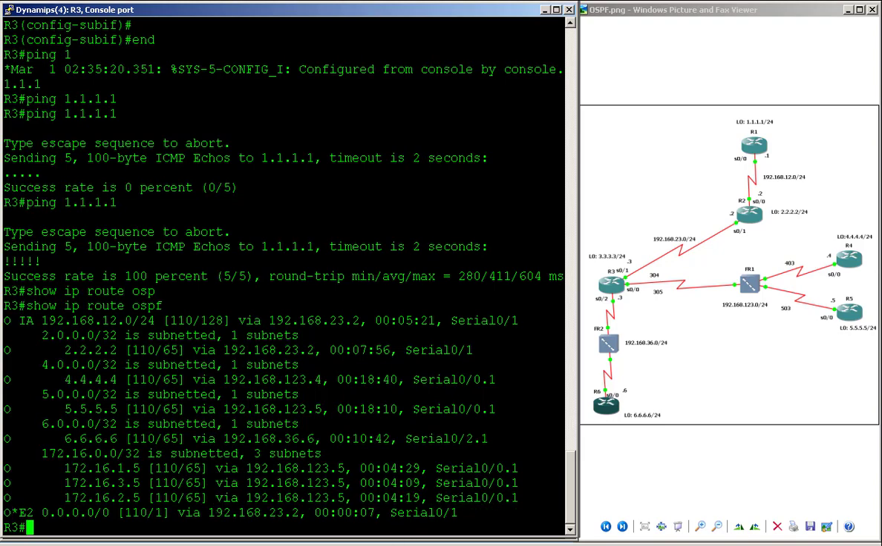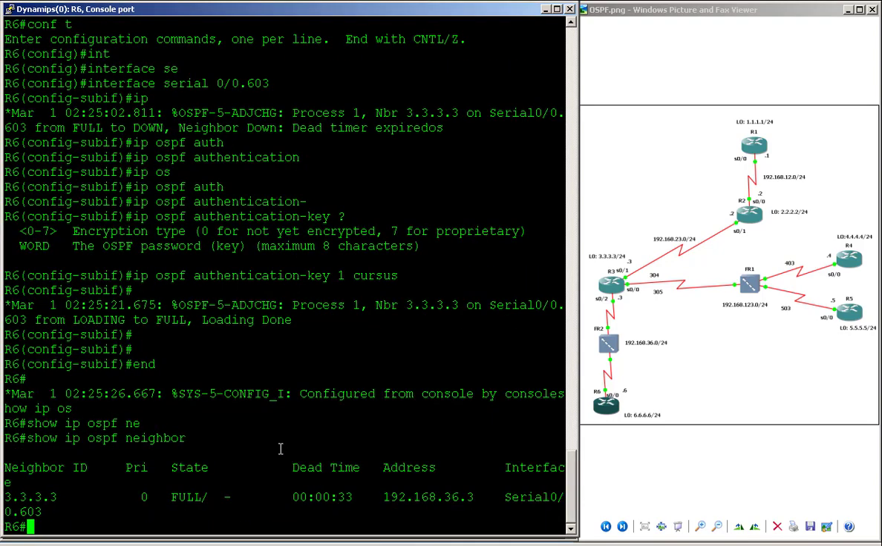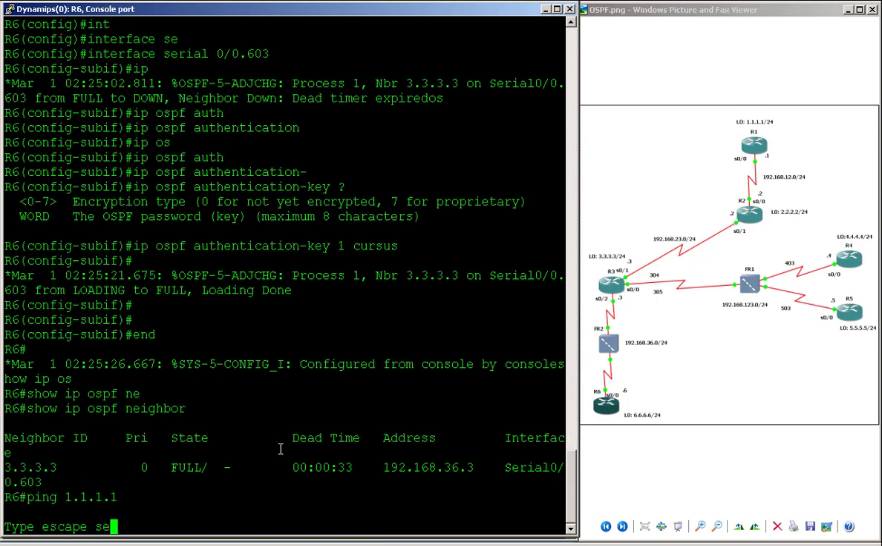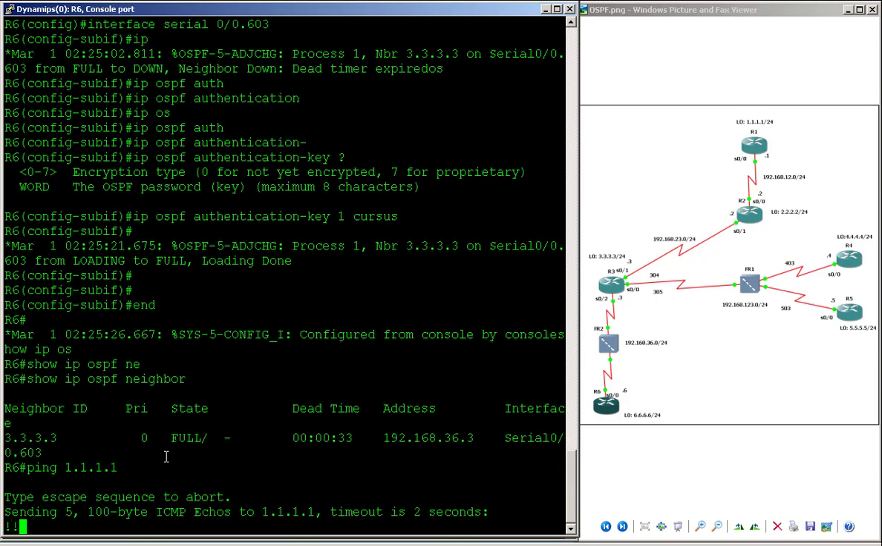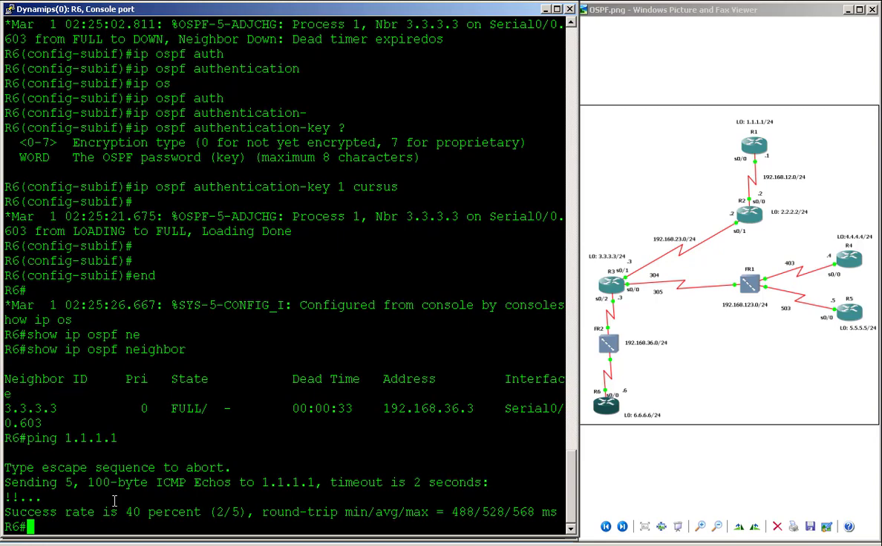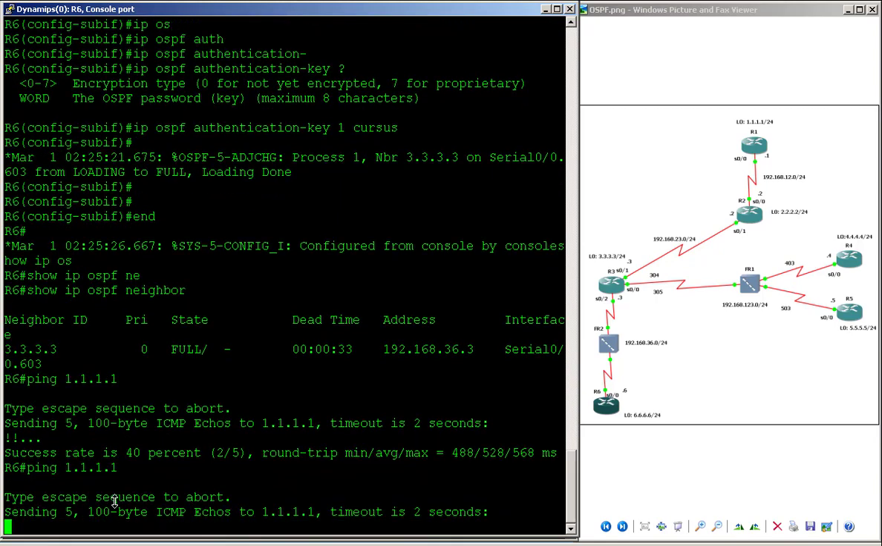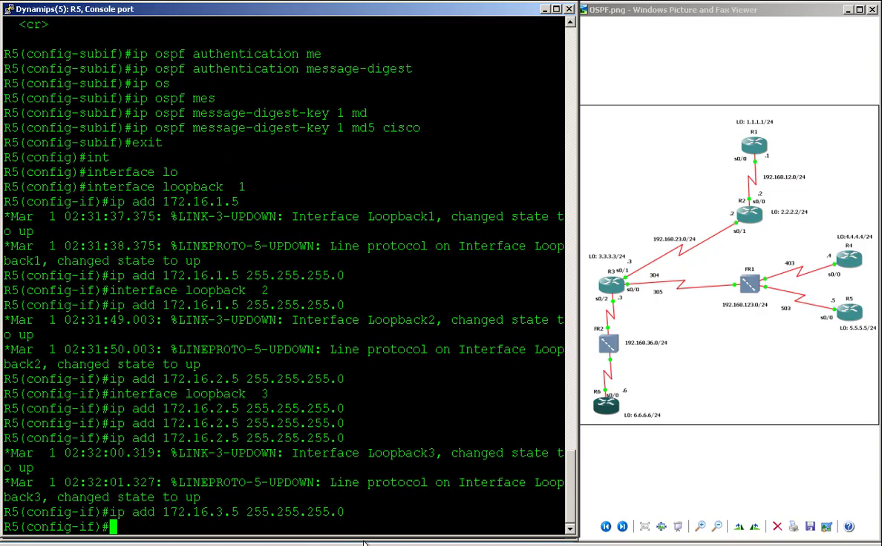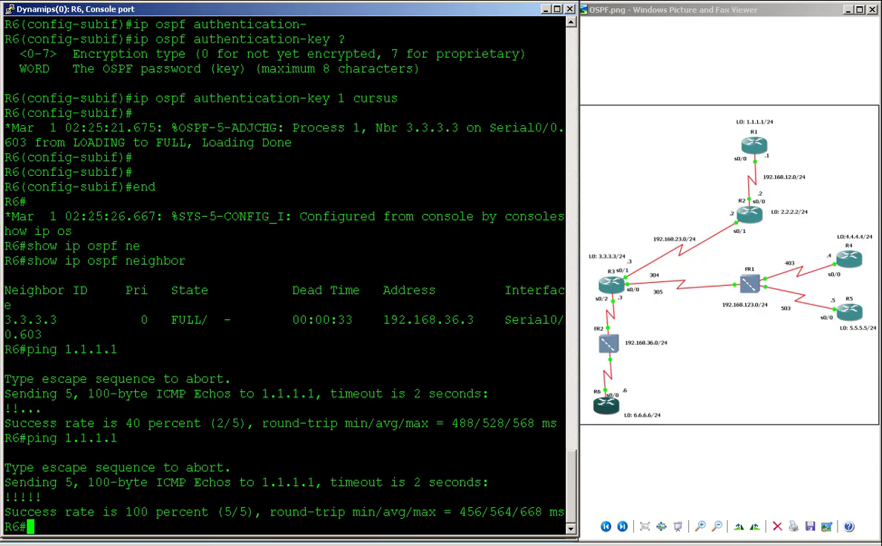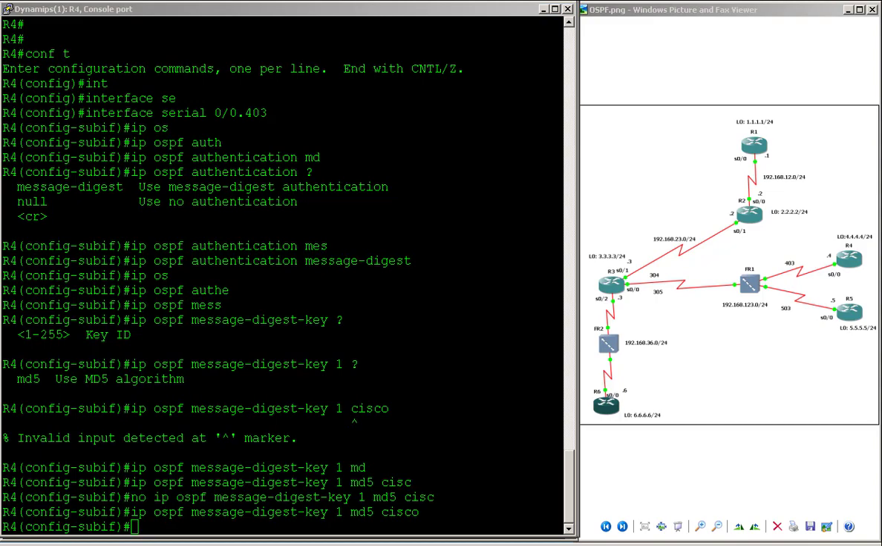If I go to router 6, for example, I ping 1.1.1.1, and also I have a reply. The failing you saw is not because there's a problem, but because there's a lot of load on the processor of my computer. So now it's back showing to you.